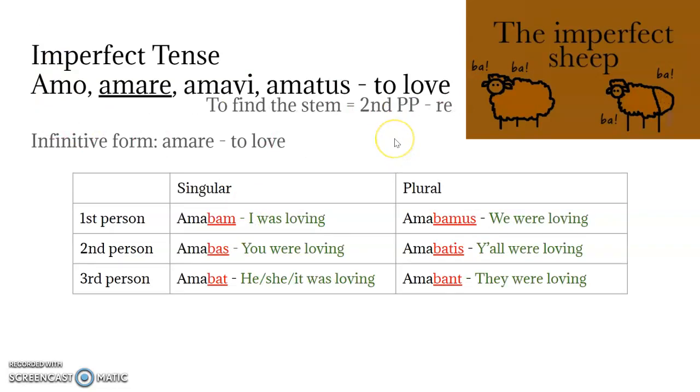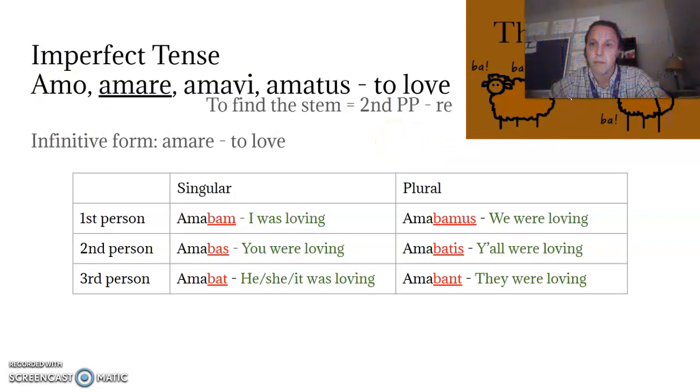In the imperfect tense, we look at the second principal part, drop the re, and then we add on our endings: bam, bas, bat, bamus, batis, bant. I was loving, you were loving, he was loving, and so on and so forth. So that's the review of what we did last week.